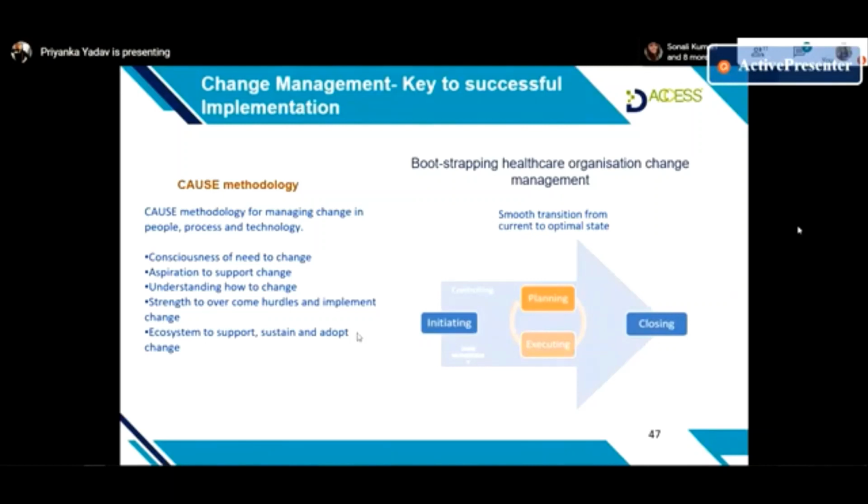Most of the projects fail. You'll be surprised to know that about 90% of the healthcare IT implementations fail in a 5-year time horizon. And the reason for that failure is that it doesn't reach the ecosystem stage.